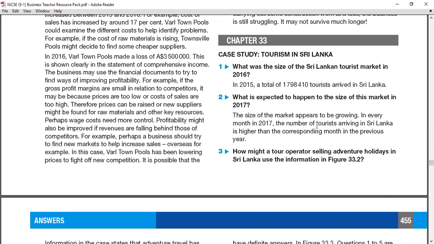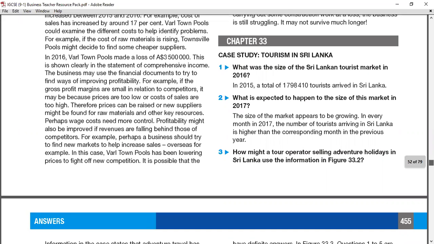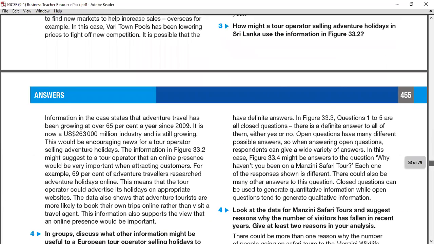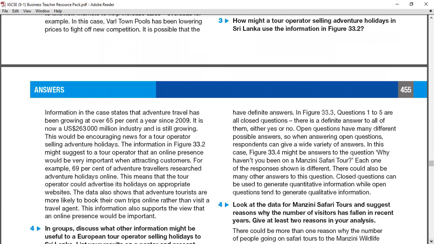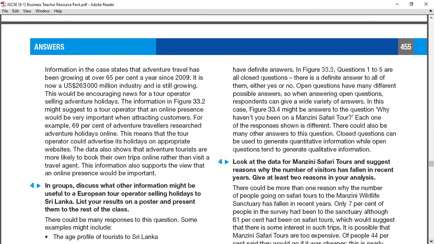Right. So then question number 3 asks how this operator selling adventure holidays in Sri Lanka might use the information in the given figure. So you can see that different people have different choices. They search online, they book online, and they ask for recommendations from friends and family members. So this is how we have to write an answer.